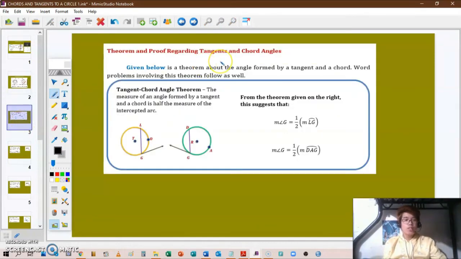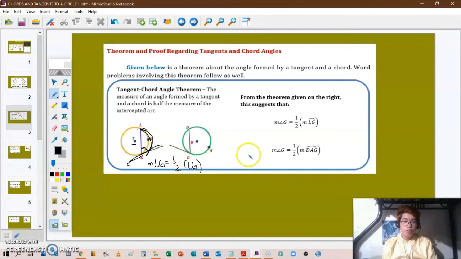After unlocking some vocabulary, let's go to the theorems regarding tangents, chords, and chord angles. We have the tangent chord angle theorem. This states that the measure of an angle formed by a tangent and a chord is half the measure of its intercepted arc. We have here circle T and a tangent line, let's say G. Therefore, the measurement of angle G is equal to 1/2 of the measurement of its intercepted arc, which is LG.